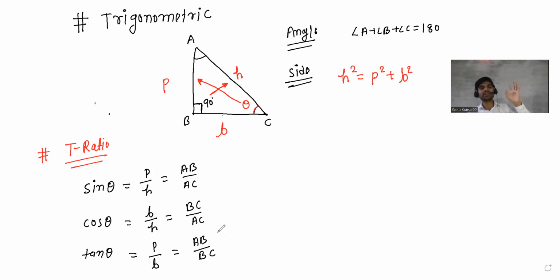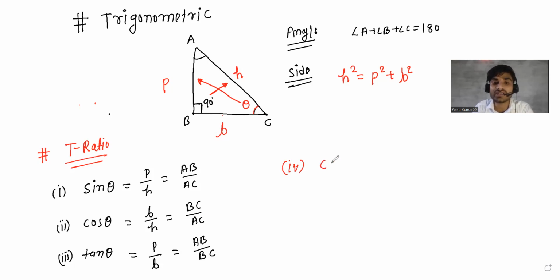So we have found the three trigonometric ratios: sin theta, cos theta and tan theta. This is the first one, this is the second one, and this one is the third one. Now talking about the fourth one. Let me change the color so that we can understand in a better way. This is the fourth one.